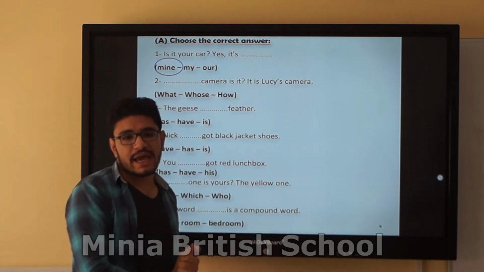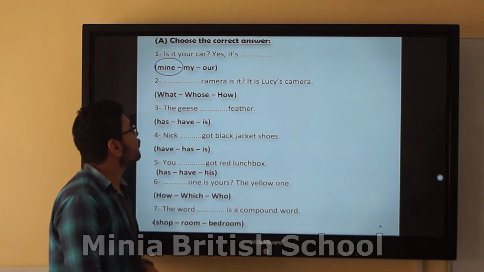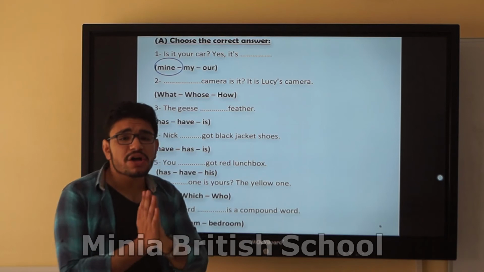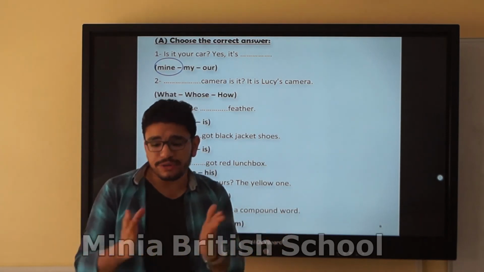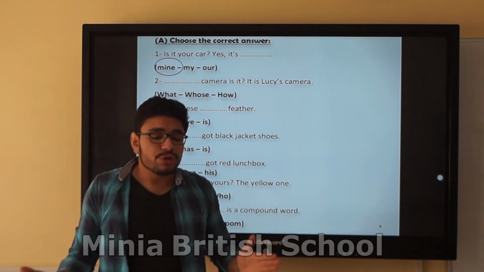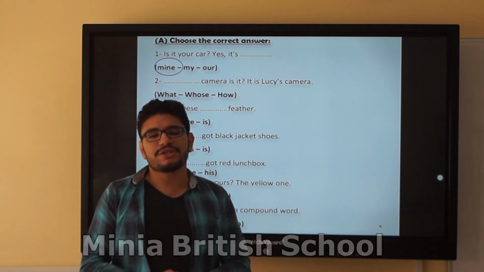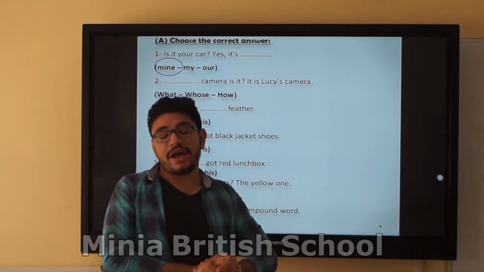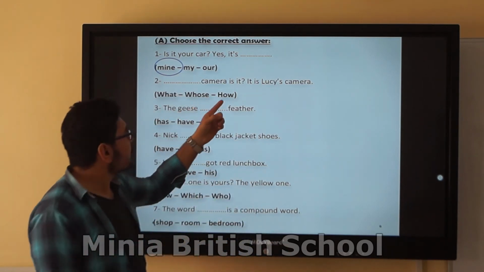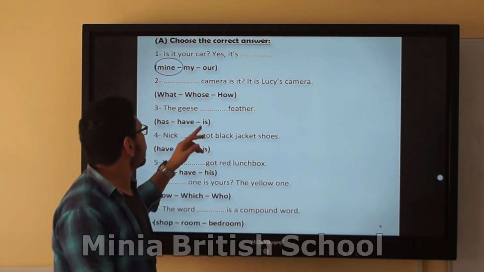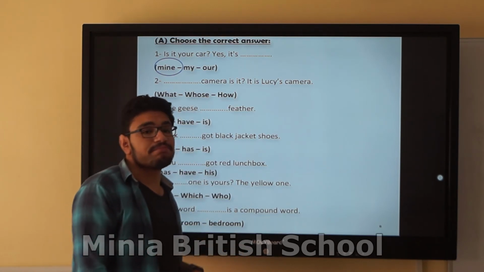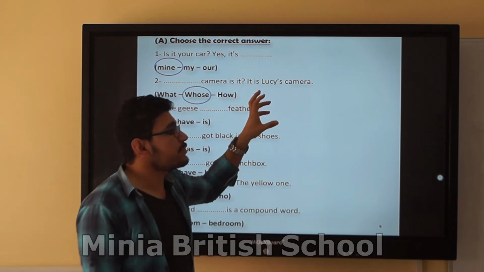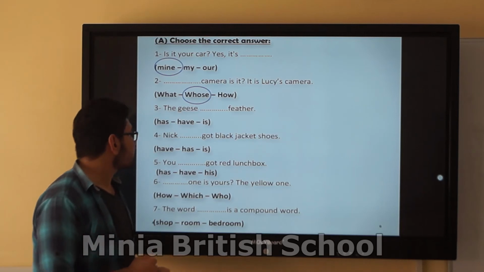Question number 2. Camera, is it. Whose camera is it? Here I'm asking about who owns this camera. I have a camera, I don't know whose camera this is. So to ask about the someone who owns this camera, I have to use what? Can I say what camera is it? No. Whose camera is it? Yes, that's right. We use whose to ask about the person who owns this camera.